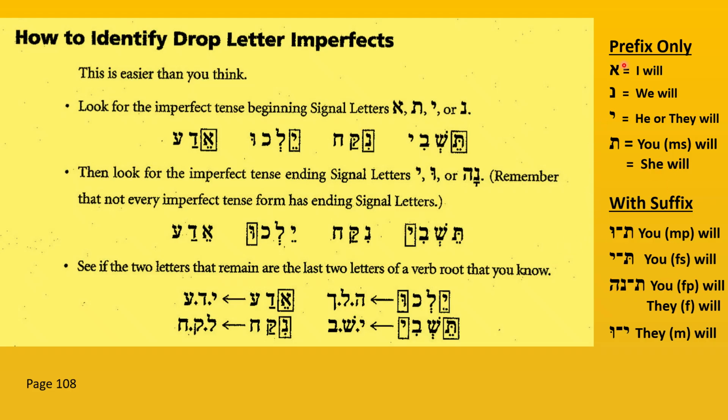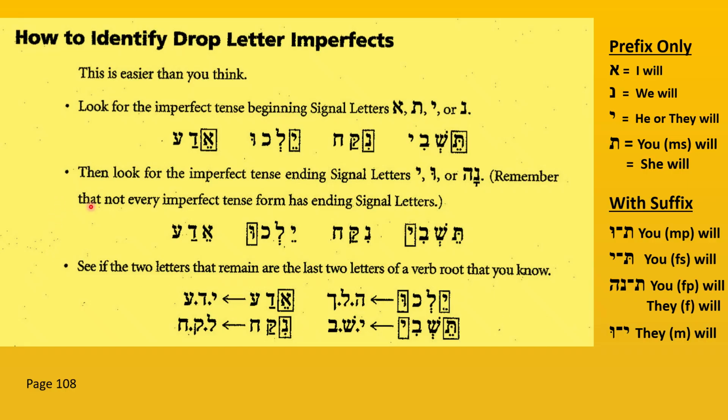It'll make sense. The main thing I want you to come away with here is that it really is simply a matter of memorizing your 4 prefix letters and the 3 suffix letters that go with it. If you memorize those 7 letters, prefixes and suffixes, then you've got the imperfect tense down perfectly.